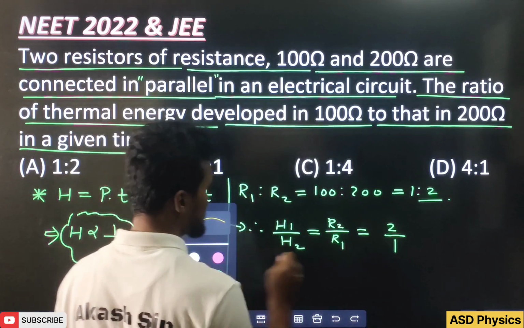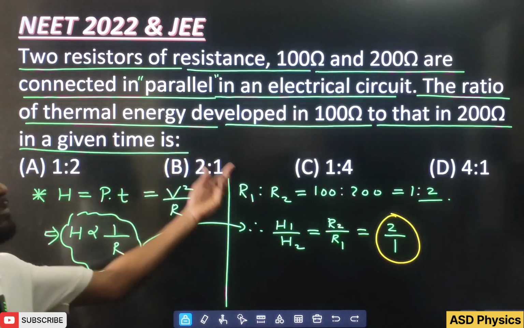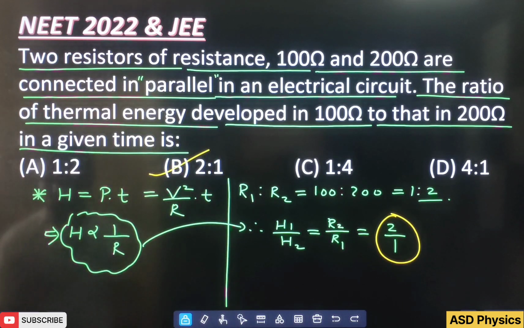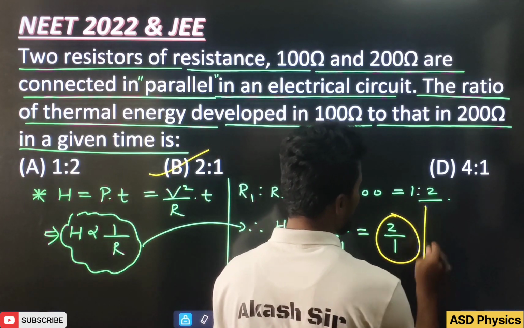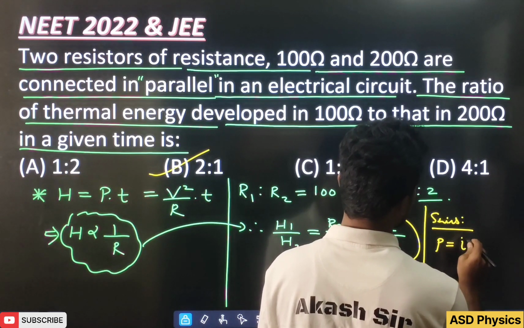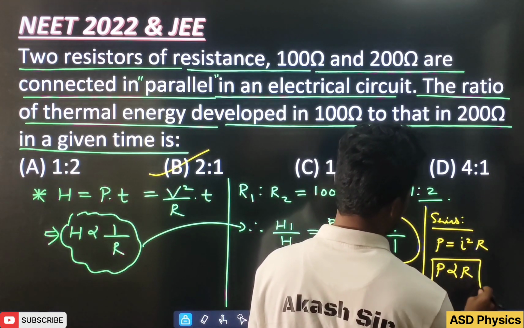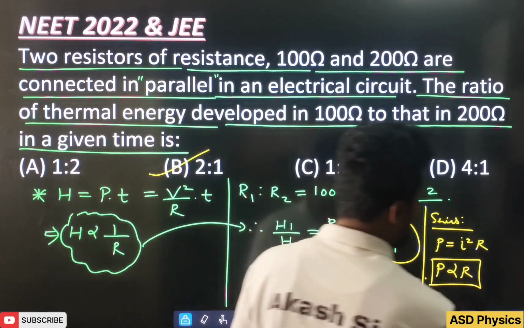How much is the answer? You can see very well. The thermal energy developed will be 2 is to 1. Which option is there? The correct option is option B, okay. So remember that for the parallel connection we will use V square by R, and for the series connection we will use I square R, okay. Remember that for the series connection, you know very well P is I square R. So this P will be directly proportional to R. Now remember that we are going to use this in the next question, okay, great.